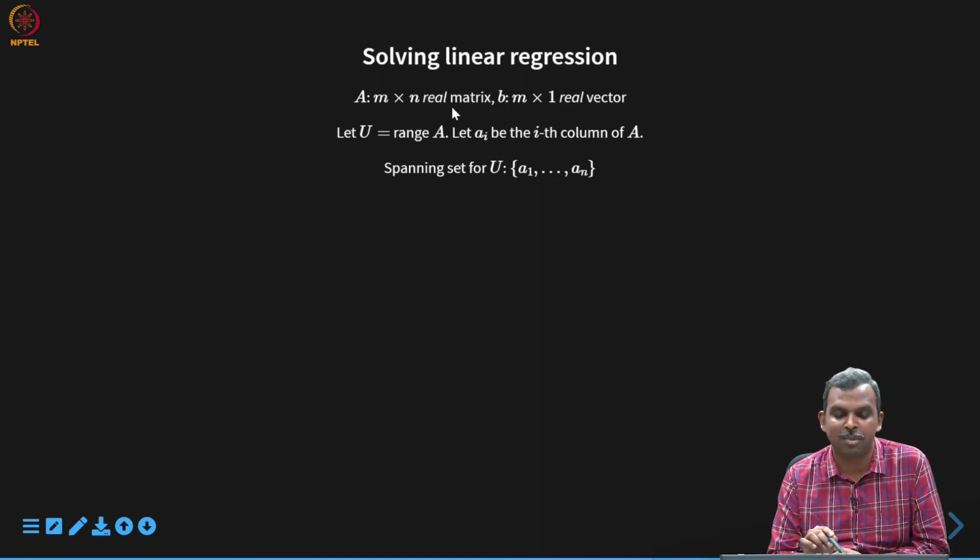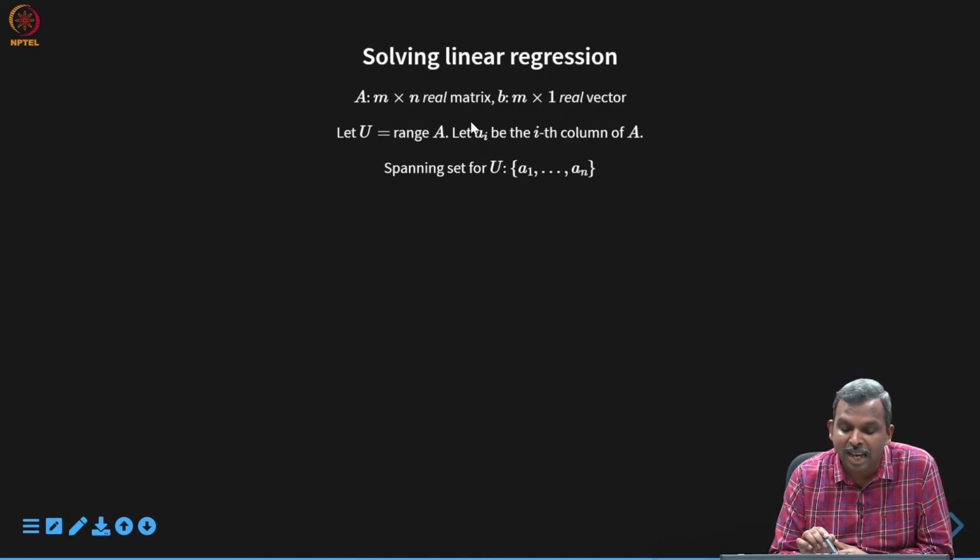You have an m cross n matrix A. I'm picking it as real for this purpose, but extending to complex is also very easy. B is a real vector. I'm going to define U as the range of A. This is the subspace U which we have been trying to project onto, right?